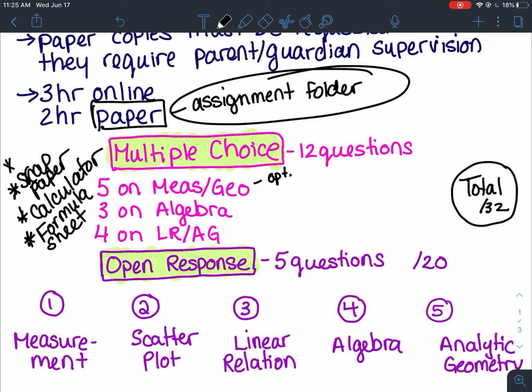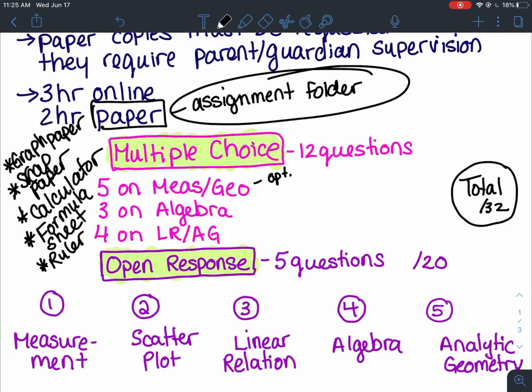You can also have graph paper if you have any, but it's not required and you don't need it. So if you happen to have graph paper and you just want to have it, also obviously a ruler is fine to have, but like I said, you're not graphing or drawing anything, so not required.